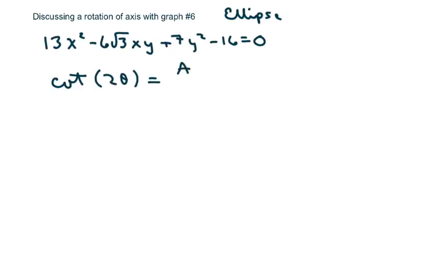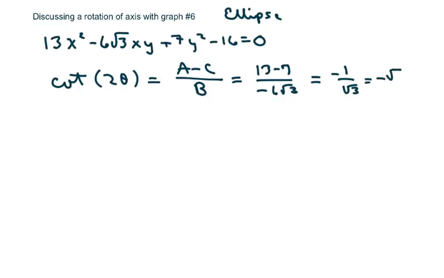So we know it's A minus C over B, which is going to give us 13 minus 7 over negative 6 root 3, which is just going to be negative 1 over root 3, which is negative root 3 over 3. And we know that cotan of 2 theta is that, so our angle is 120. So 2 theta equals 120, so theta equals 60 degrees. Remember, it has to be an acute angle between 0 and 90. So there we have that.